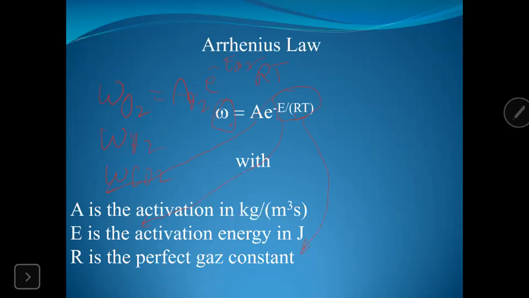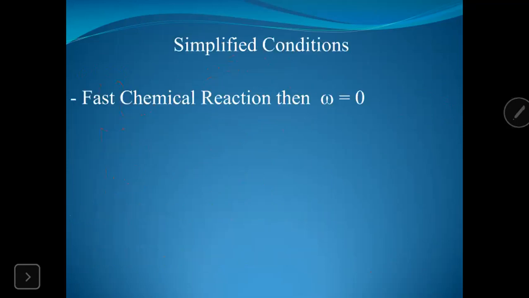Understood? It can be molar production rate if the kilogram is transformed to mole per meter cube per second. We can say that it is a molar production rate. If we have fast chemical reaction, then W is equal to 0, the one simplified condition used for this equation. Is the Arrhenius equation understood? Understood.